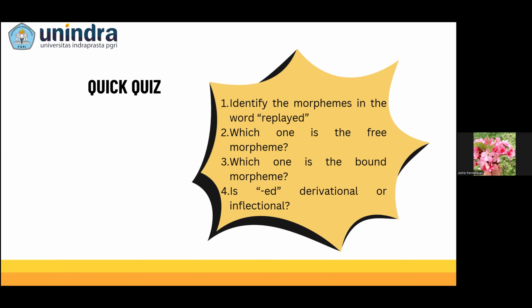Does anyone know the free morpheme? Yeah, the free morpheme in the word replayed is play. Play is one morpheme. Okay, which one is the bound morpheme? It is re and ed. These are bound morphemes. And number four, ed is a bound morpheme and an inflectional morpheme.